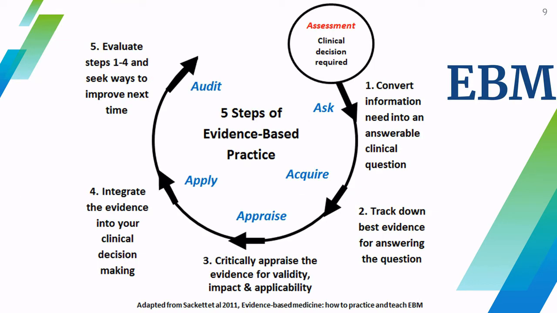The complete practice of EBM or evidence-based practice, that is, EBP, comprises 5 steps. Step 1 is converting the need for information about prevention, diagnosis, prognosis, therapy, causation, etc., into an answerable question. Step 2 is tracking down the best evidence with which to answer that question. The third step is critically appraising that evidence for its validity, closeness to the truth, impact, size of the effect, and applicability, usefulness in our clinical practice.